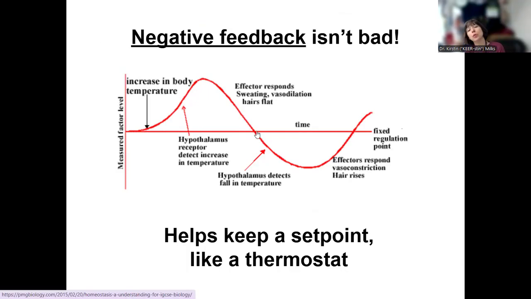Now, let's say it gets too cold, and that means that your body closes the blood vessels in your hands and arms to bring that back into you. And then your hair rises, right? So the classic example is thermostats in buildings, but also human body temperature thermostats.